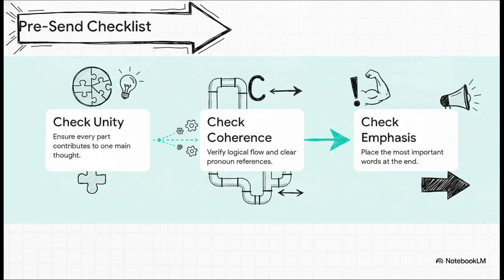Here is your rapid-fire 3-step pre-send checklist that you can use on your very next email or essay. Step 1, check for unity. Does this sentence have just one main idea? Step 2, check for coherence. Is the plumbing clear? Are the pronouns obvious? And step 3, check for emphasis. Does the sentence end on a punchy note? 3 simple steps to entirely transform your writing.